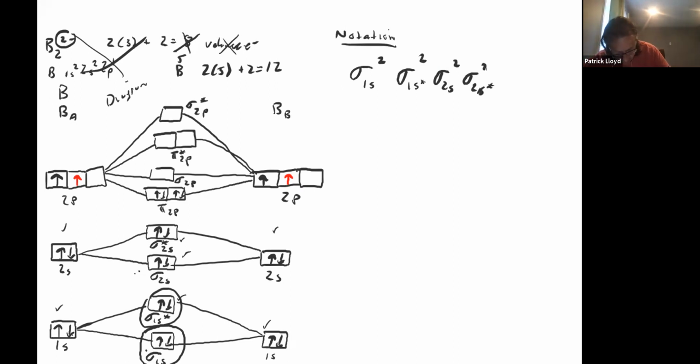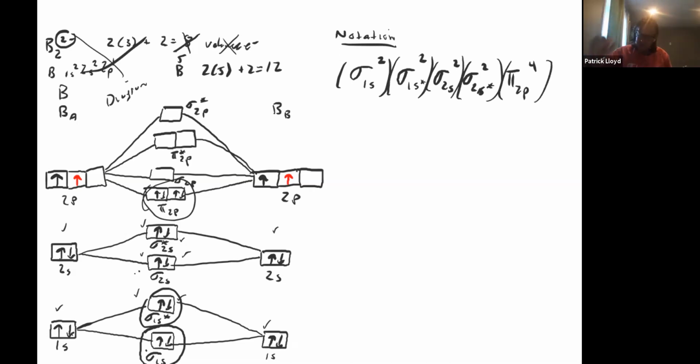Okay, so I've done all 4 of those. Then we have this one, pi 2p4. Okay, sometimes people put them in parentheses, like that, just so you can sort of see them a little bit better.